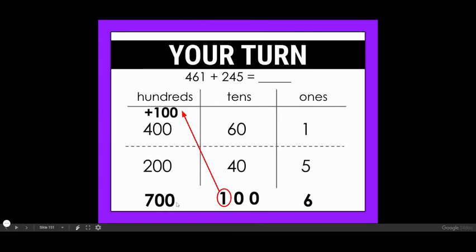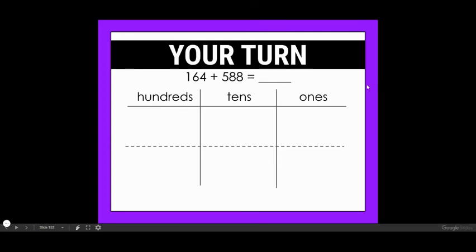Now, as I'm looking at my expanded form, I have a 7 in the hundreds. I don't have any tens, do I? So I'm going to use a 0 as the placeholder. And then I have 6 ones. So our sum is 706. Let's move on to our last one. We're going to solve 164 plus 588.